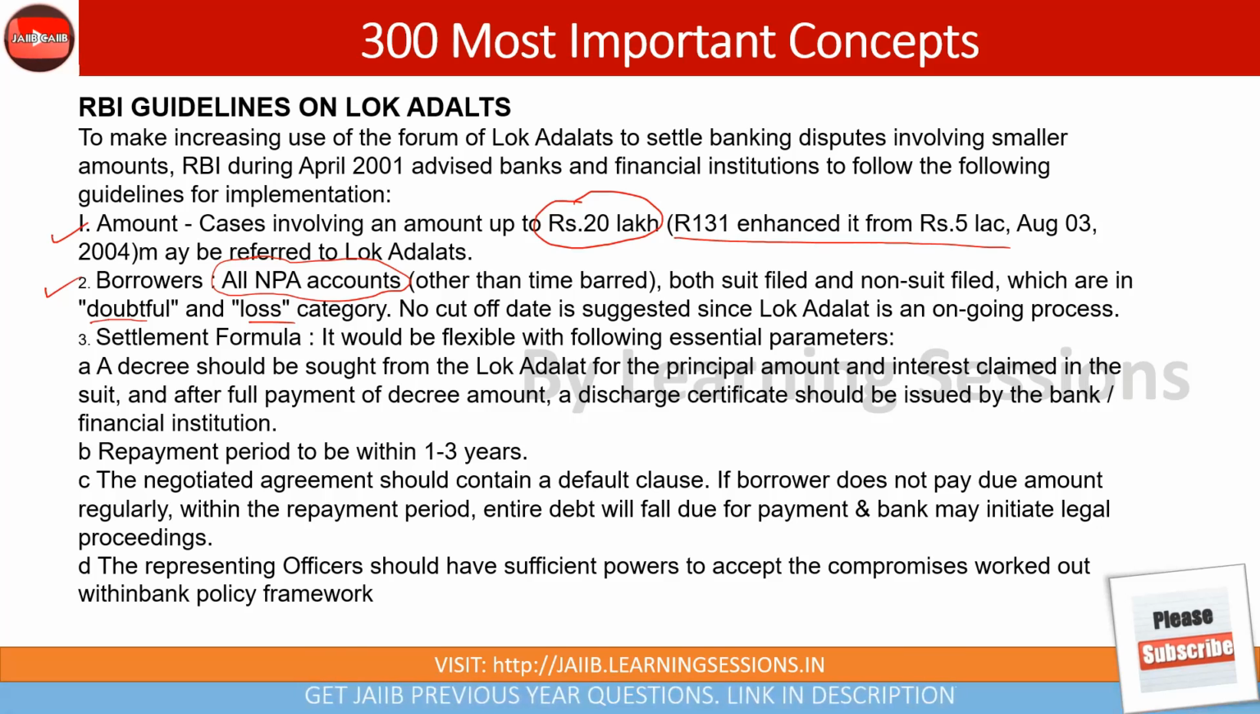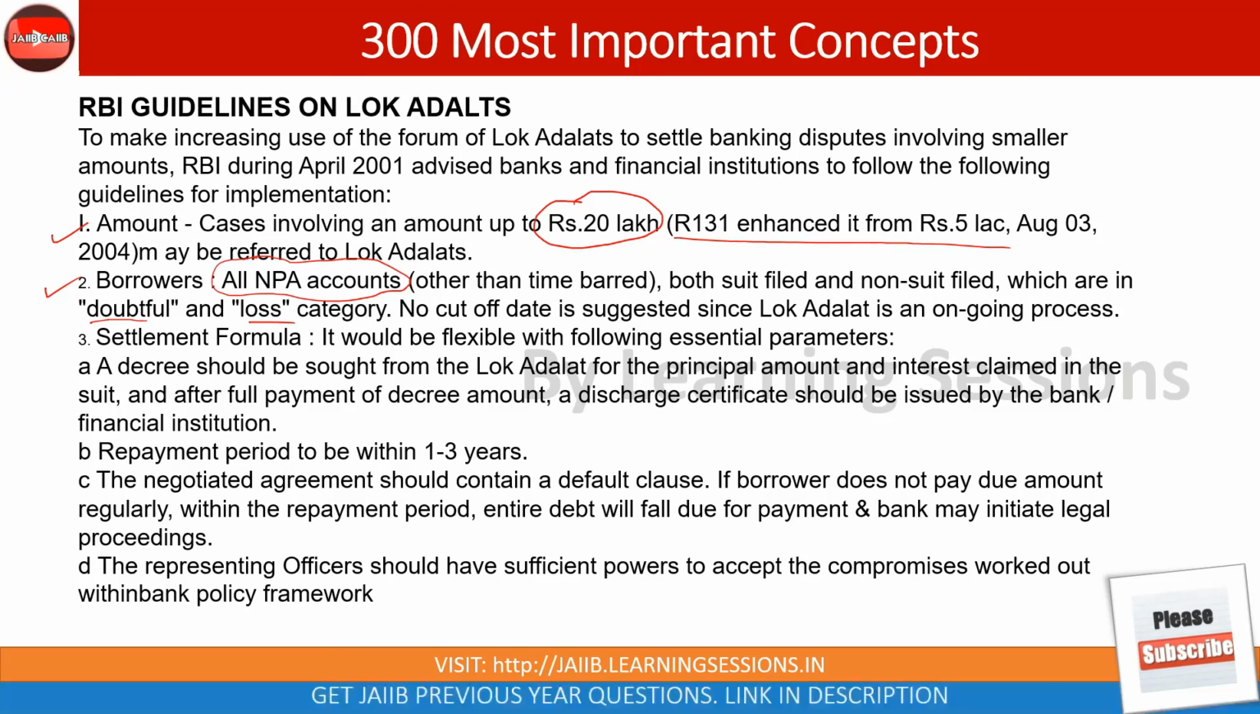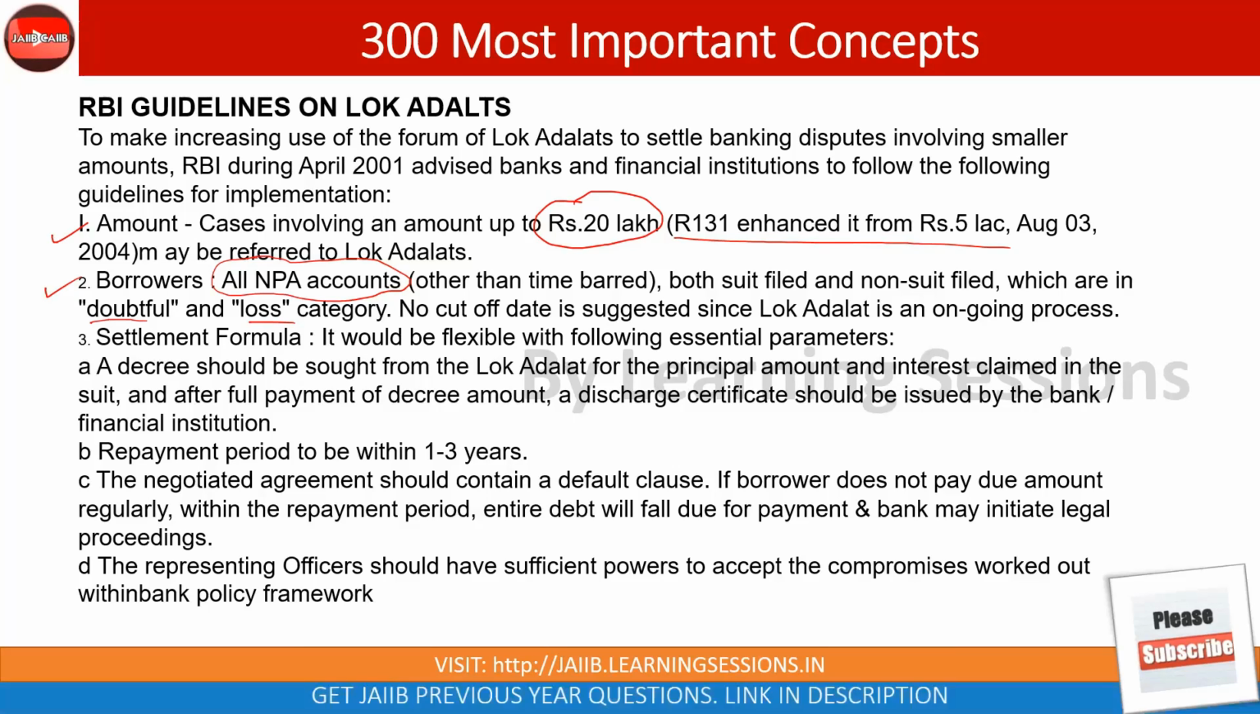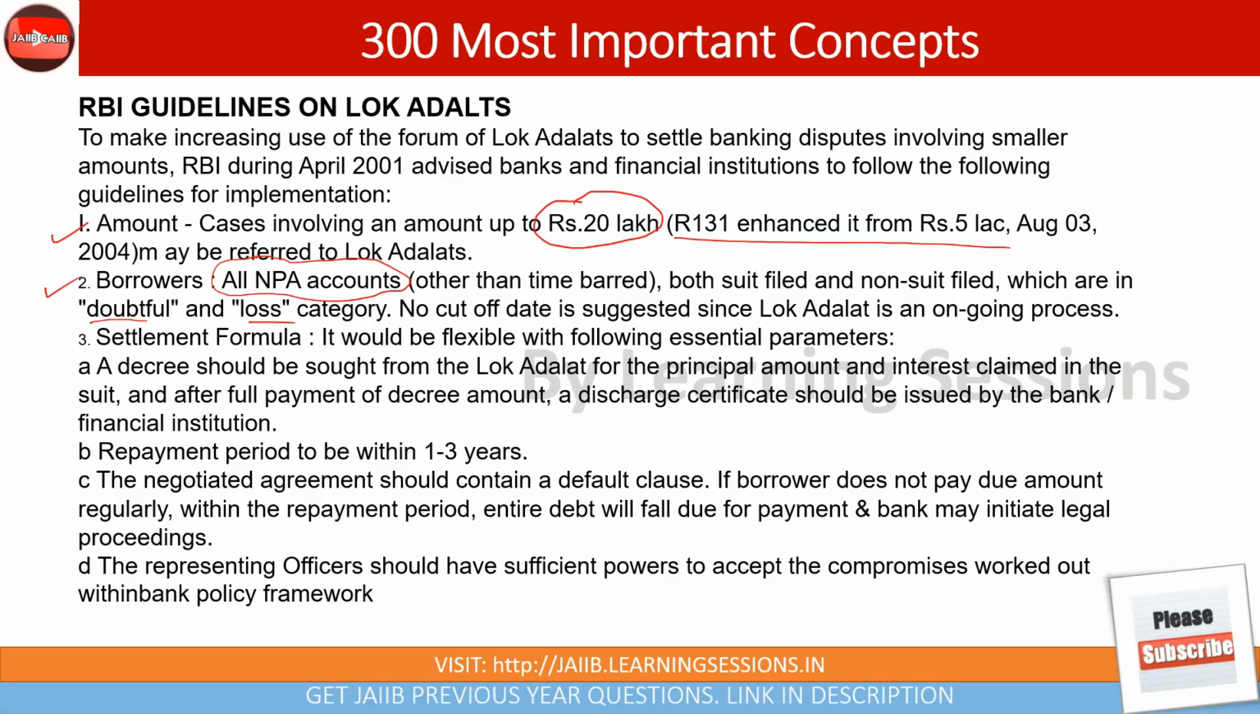And fourth, and the most important point that is a necessity in case of settlement, is that the representing officers from both the sides must have sufficient powers to accept the compromises worked out within the bank policy framework. Means if the Lok Adalat makes a compromise on some particular amount, then the officer must possess some powers to work it out, and he must respond proactively to the suggestion of the presiding officer of the Lok Adalat.